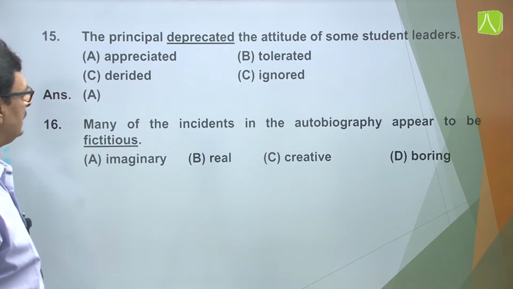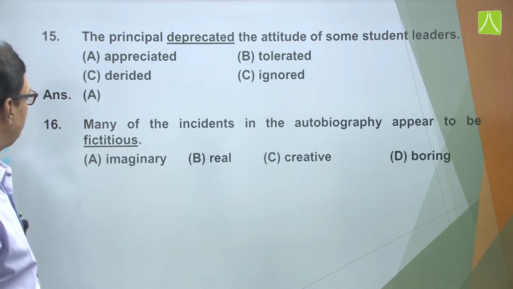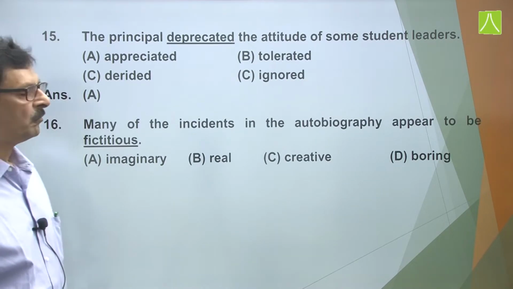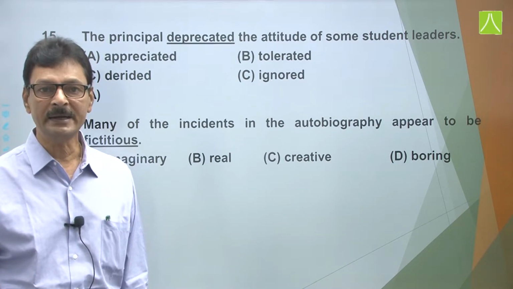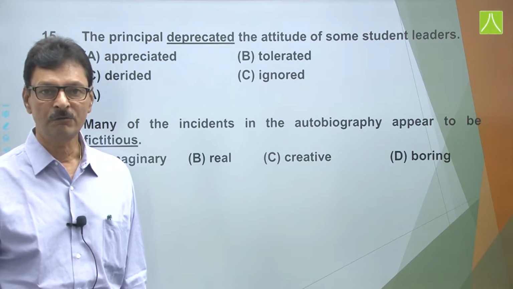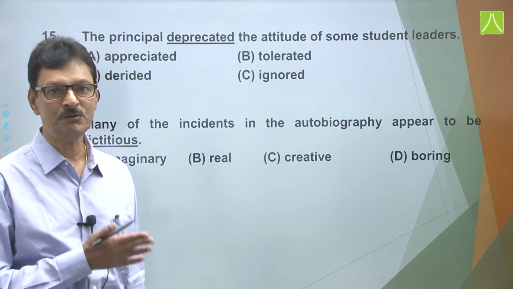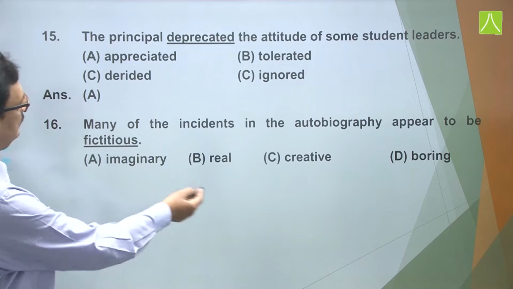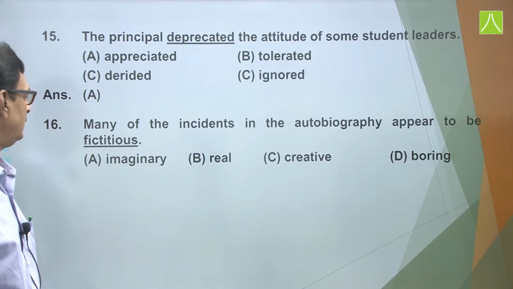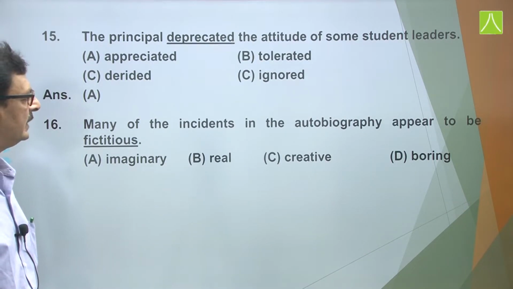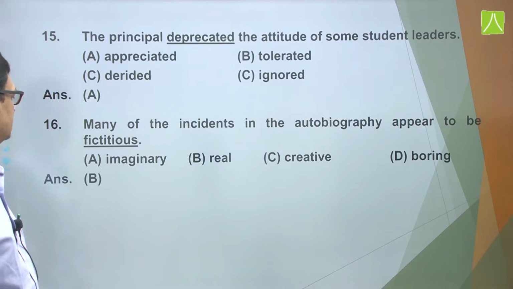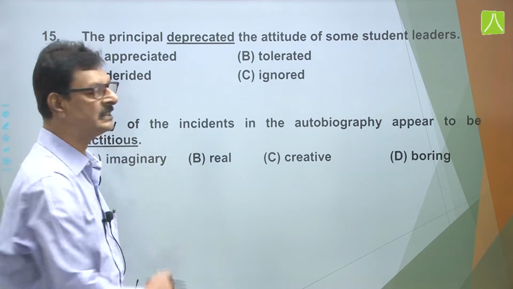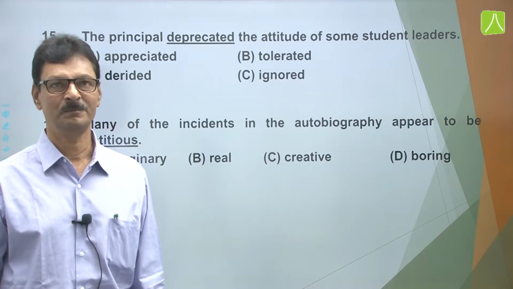Next one, many of the incidents in the autobiography appear to be fictitious. What is fictitious? Created, unreal, fake are the synonyms for fictitious. तो क्या होगा इन ऑप्शंस में से उसका करेक्ट आंसर? इमेजिनरी, रियल, क्रिएटिव और बोरिंग. क्या होगा इसका सही आंसर? एंड सही जवाब इज रियल, because fictitious means unreal.